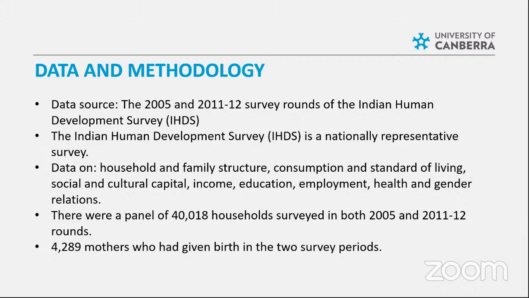This data set provides a unique opportunity to study how maternal and child health care utilization has changed over time due to its panel component. There was a panel of 40,018 households surveyed both in the 2005 and 2011-12 rounds. And we were able to identify 4,289 mothers who had given birth in both periods, allowing us to compare change in maternal and healthcare service utilization over time.